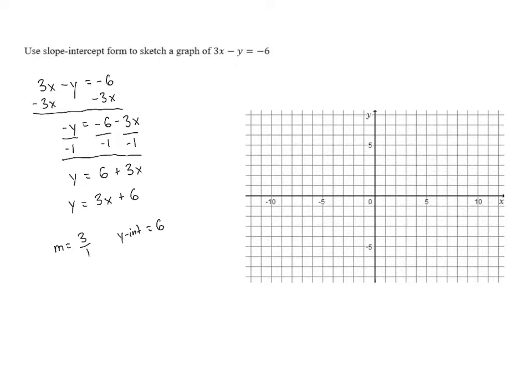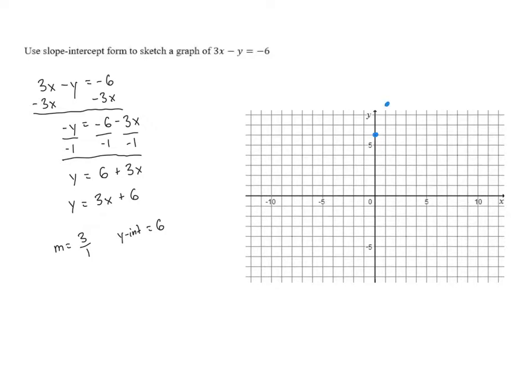Once we have the slope and the y-intercept, we can sketch our graph. We start with the y-intercept, which is 6. So we find 6 on the y-axis. And then the slope is 3 over 1. So we rise up 3 and we run 1 to the right. And this already takes us to the edge, or even past the edge of the graph.